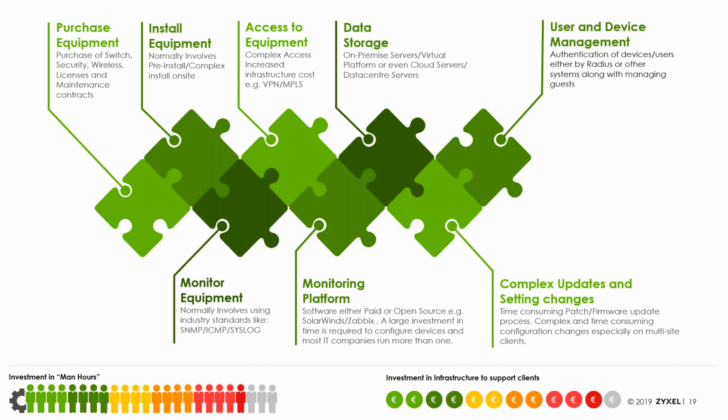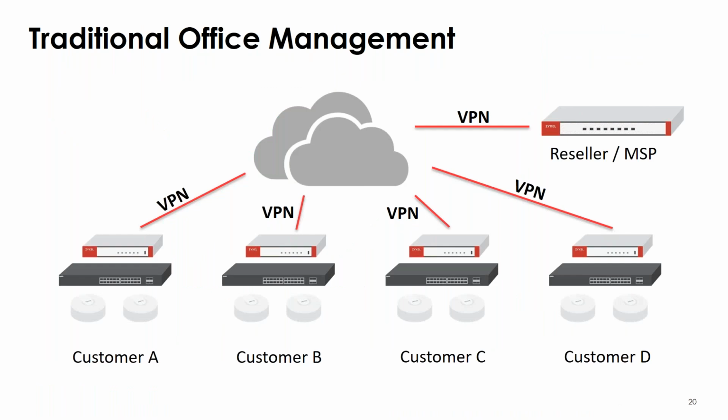So I project that the traditional office management would be like this. We as a reseller on the top right hand side, we have a VPN to our customers, and then our customers we can manage over the VPN, and maybe they're reporting over the VPN. So this is the traditional way of doing this, and it's a lot of work to establish this.